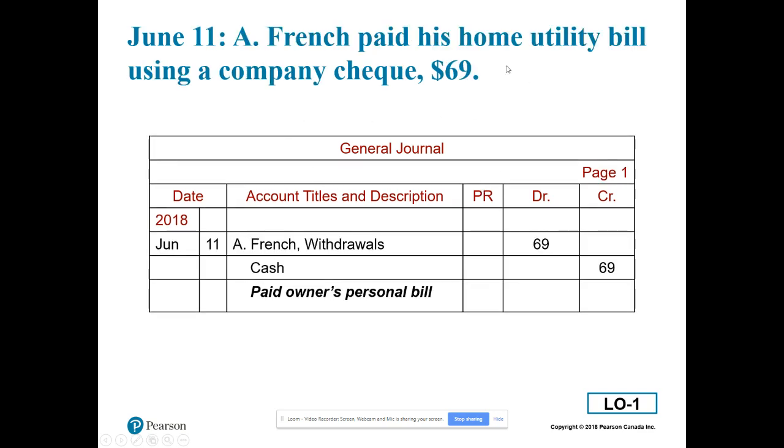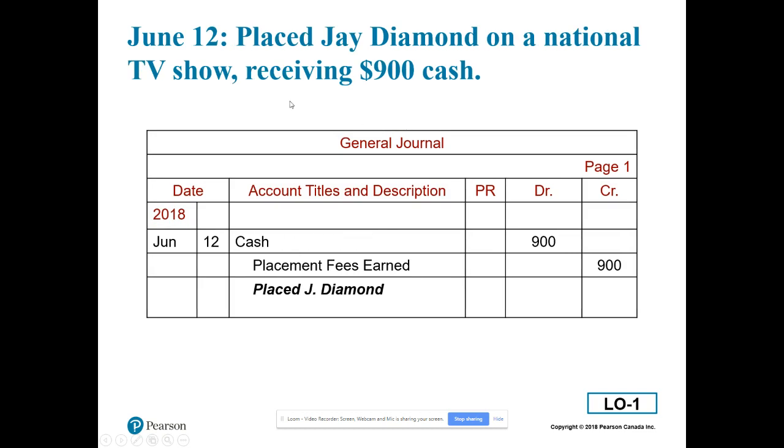A French paid his home utility bill. Hey, here's a trick. Home utility bill, that's personal. So home utility bill is personal withdrawal. And my cash is going down, so it's $69. Now in this, we exchange checks and cash. It basically means what's happening in the bank account. It's not cash in the pocket necessarily. So we use the word cash, bank interchangeably. So they wrote a check, which has gone through the bank, but we're saying this is all tracked through our cash account. June 12th, placed Jay Diamond on a national TV show, receiving $900 cash.